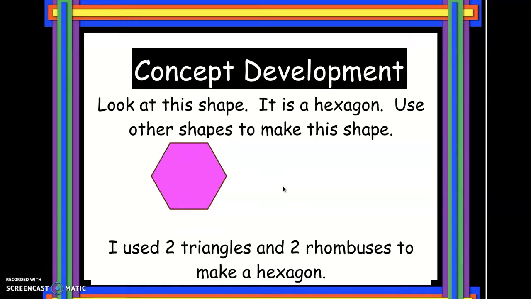So I'm going to use two triangles and then two rhombuses. Okay? Now I know this is a little messy, but we have a hexagon here. One side, two sides, three, four, five, and six sides. So it might not be as neat, but it is the same shape. It is also a hexagon. Remember, it's a composite shape because it's one shape made out of many littler shapes.